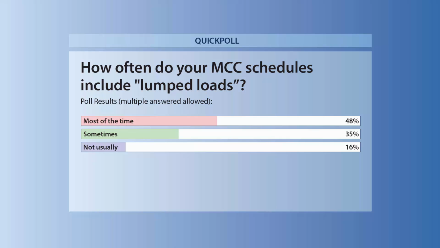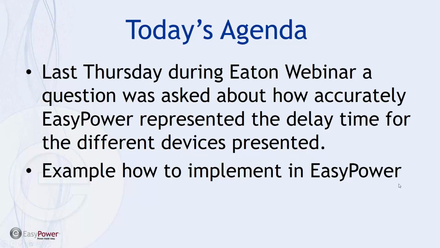All right, let's jump into the presentation. So what we're going to be doing today is following up on a discussion that we had last Thursday. We had an excellent presentation from a chief engineer at Eaton talking about the different technologies available for arc flash energy mitigation. And one of the questions that came up was how is a user able to verify the accuracy of the way the models are presented in EasyPower for each of these devices.